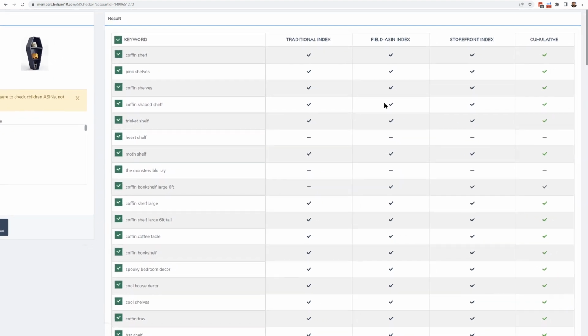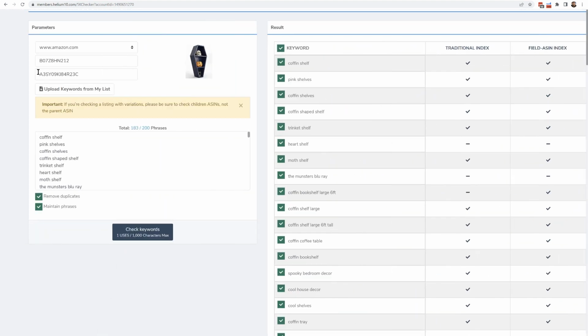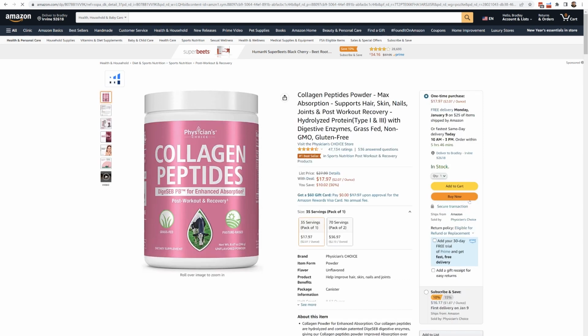Watch this. What I'm going to look for is anything. Oh, by the way, in this situation, I absolutely do want to put in the storefront ID into Index Checker so we can do all three checks. How you would find the storefront ID is you hit the seller name. Like here's this listing of collagen peptides. I'm going to hit physician's choice.